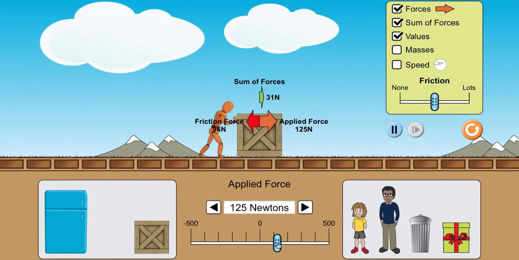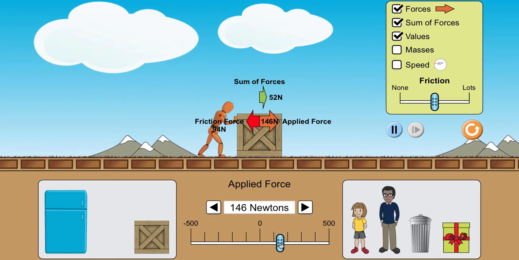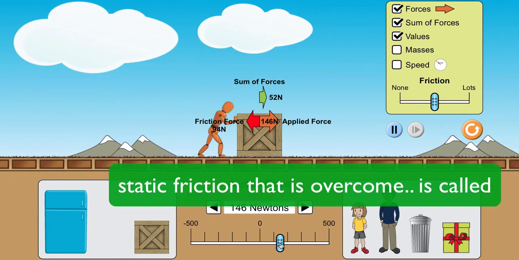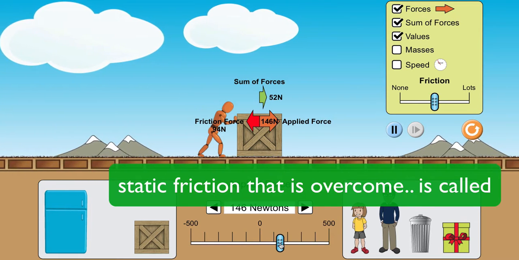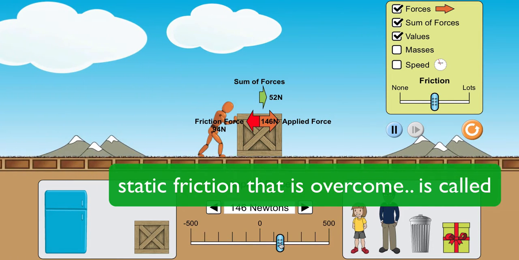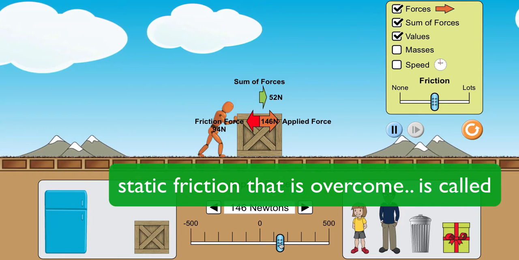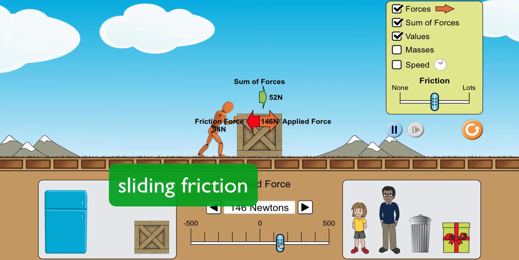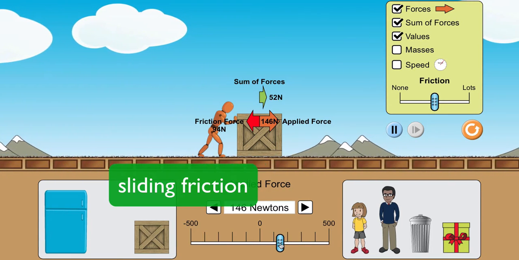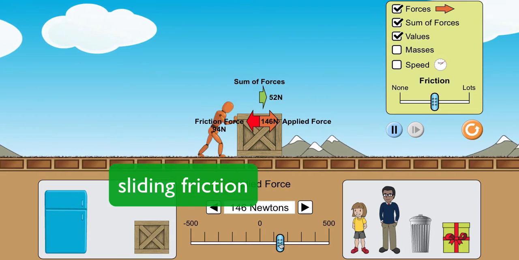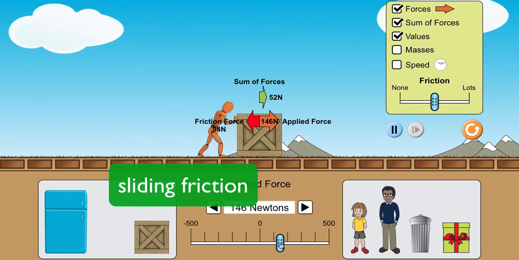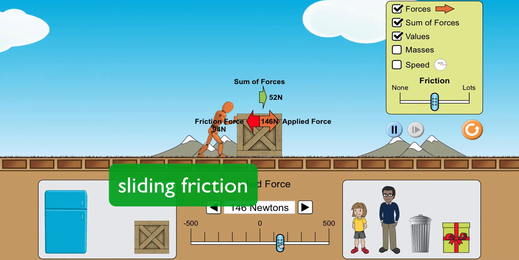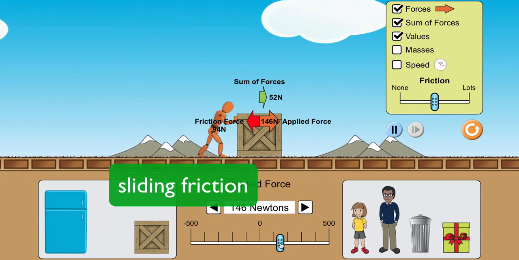My frictional force, if you look at my red arrow, is 94 newtons. I'm applying 146 newtons of applied force, giving me a sum force of 52. So my sum force is to the right, causing me to move. This is sliding friction. As soon as I overcome the static friction of an object, I convert it to sliding friction. There's still friction there. I am still working, still sweating while I'm moving things, but now at least I have overcome my static friction and my object is moving.